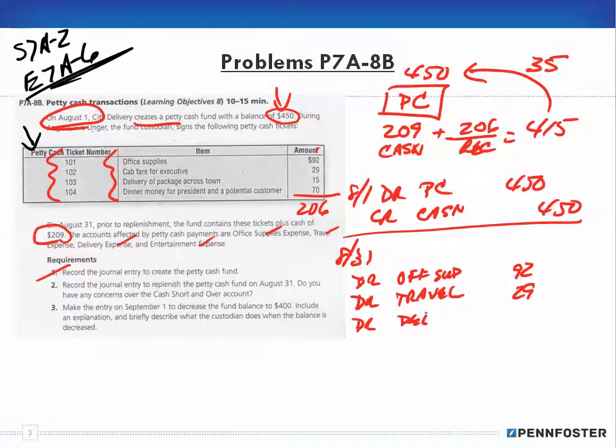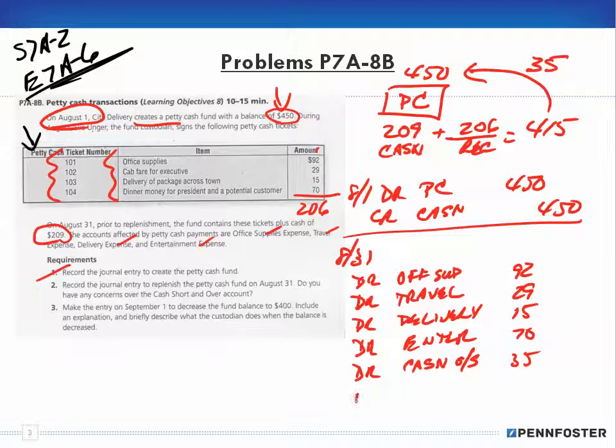Delivery for 15, and entertainment for 70. And since I'm short, I'm going to debit cash over short for 35. And of course, I'm writing out the check. I'm crediting my cash for the 241. So that's the journal entry that I'm going to make when I write this check.